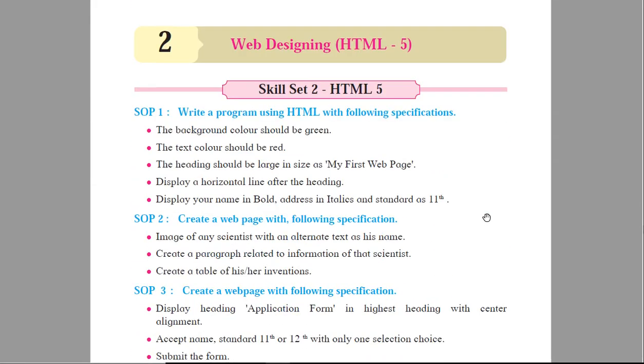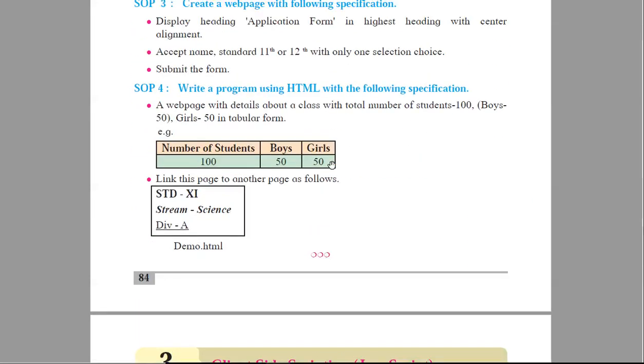Hello students, today we are going to start with the next practical, that is practical number 6, which is based on skill set 2 HTML SOP number 4. In SOP number 4 we have to write a program using HTML with the following specification. First, you will have to create a web page with details about the class, that is the total number of students in tabular form. In this way you will have to create one table.